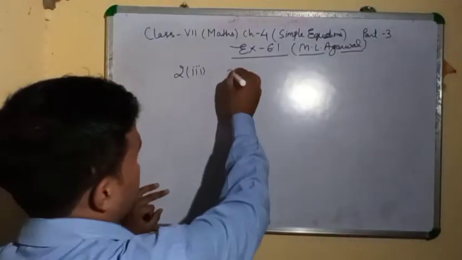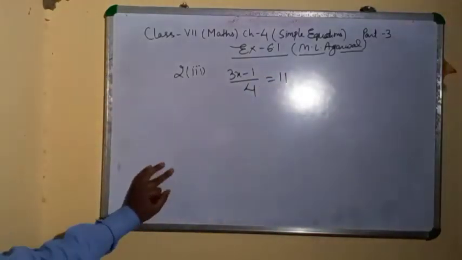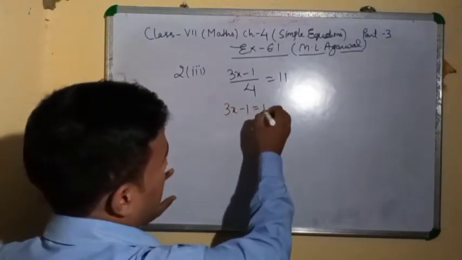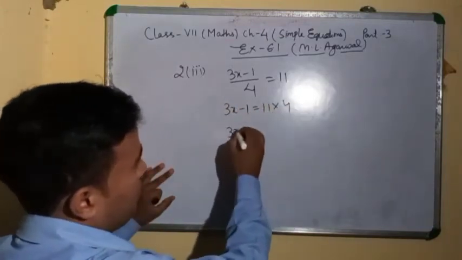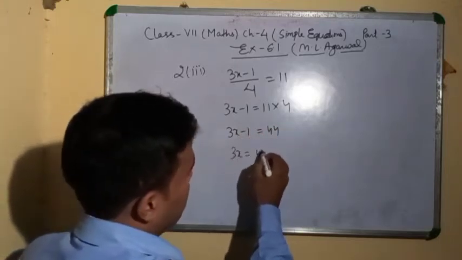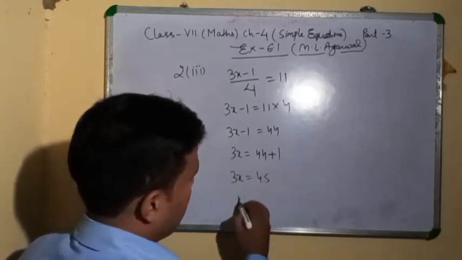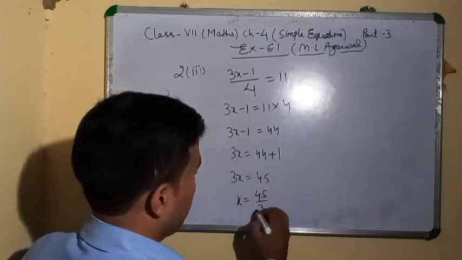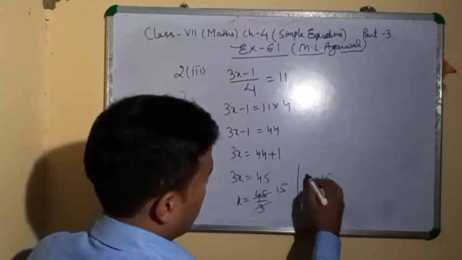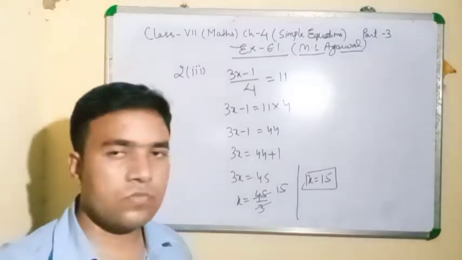3x minus 1 by 4 equal to 11. Clear? You will do cross multiply. 11 into 4 equal to 44. Then 3x equal to 44 plus 1, 45. X equal to 45 by 3. Then x equal to 15. Clear?